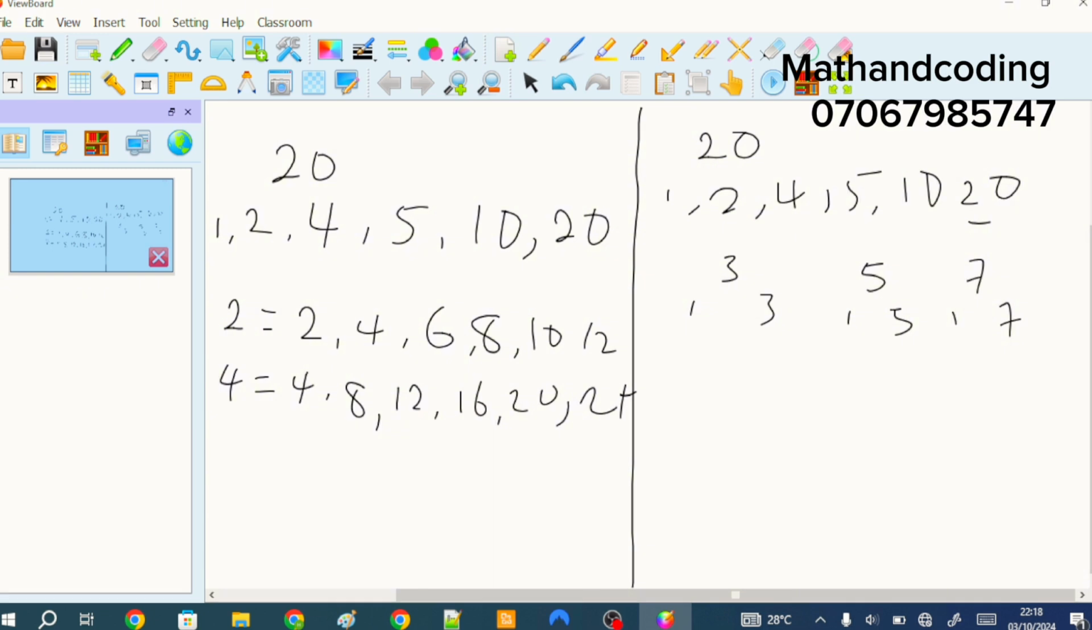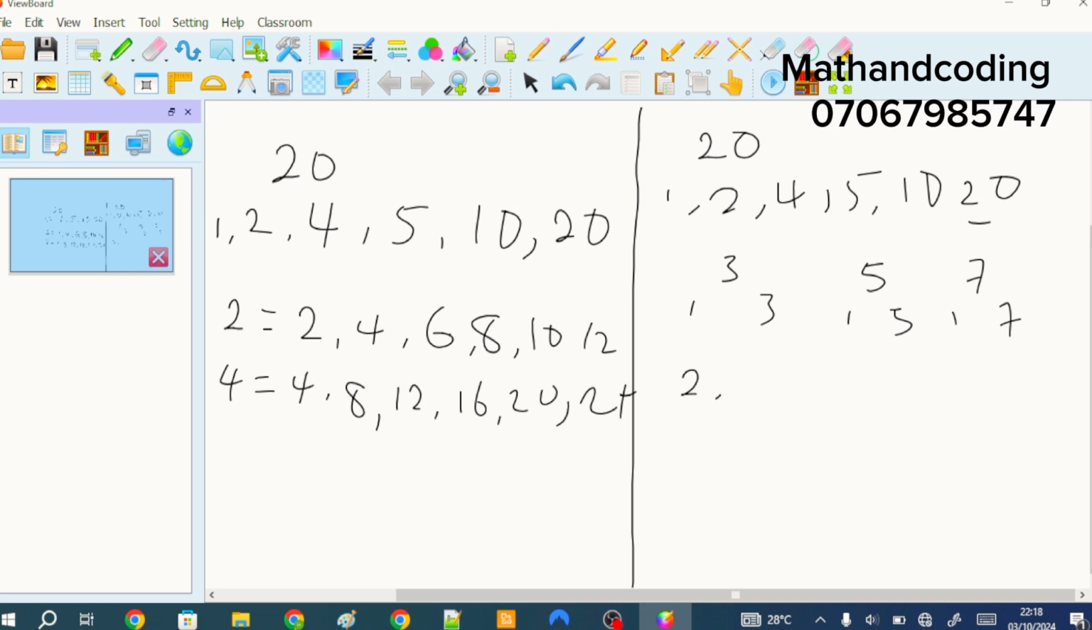So can we now list prime numbers? Let's list a few prime numbers between 1 and 30. We have 2. 2 is the first prime number. 1 is not a prime number because 1 has only 1 factor. The only number that can divide 1 is 1. So 1 does not have 2 factors. Prime numbers have exactly 2 factors. So the first number that has only 2 factors is 2.